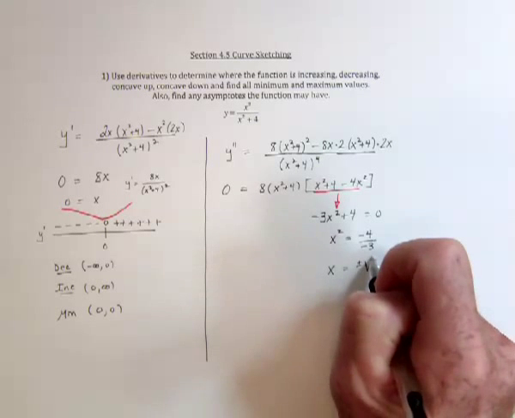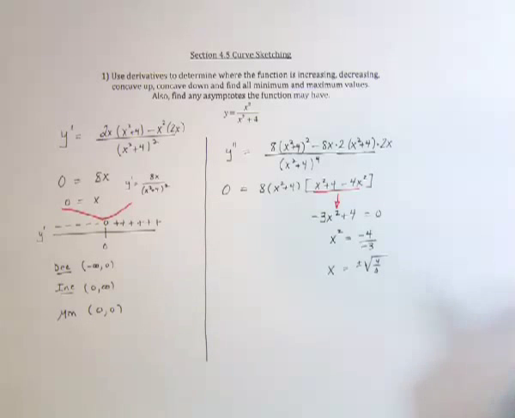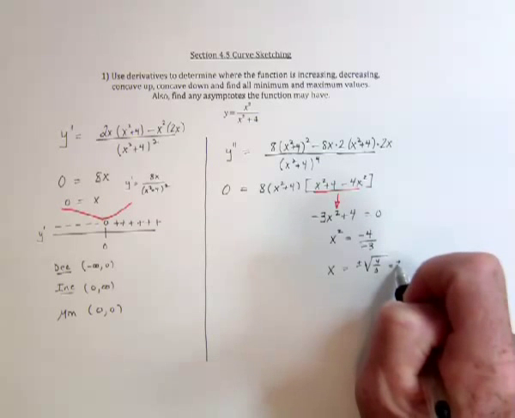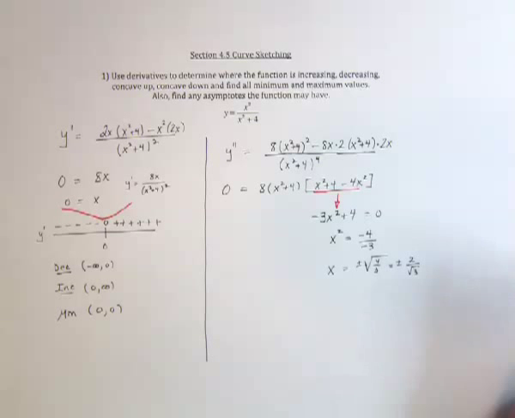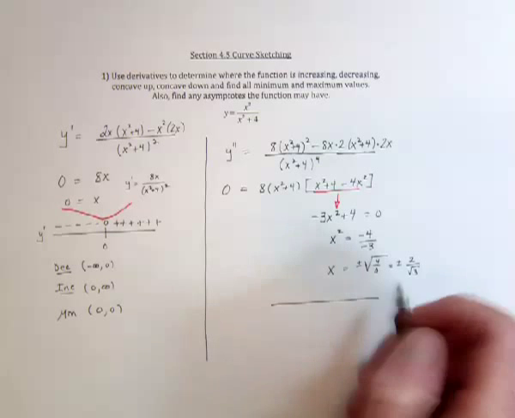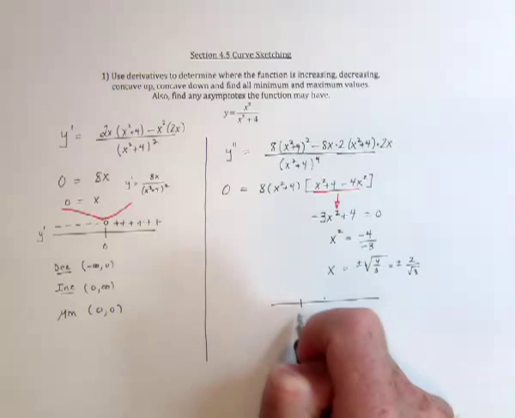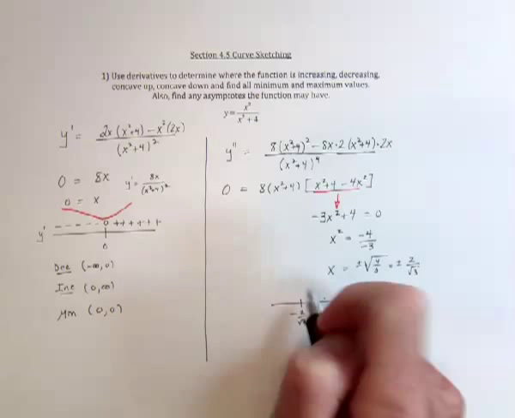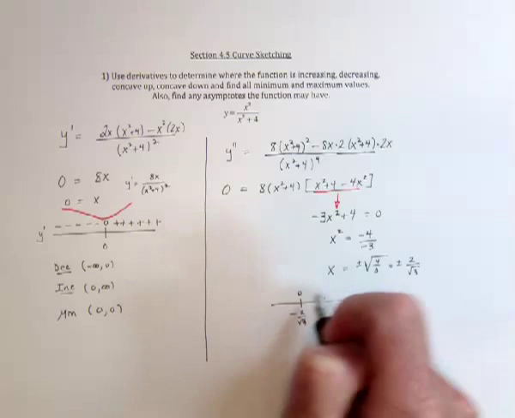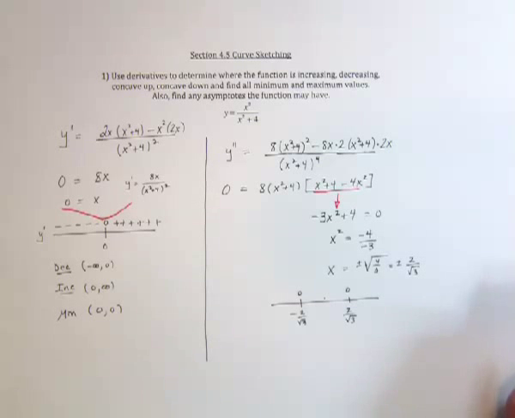So let's see, the square root of 4/3, positive or negative. Or in other words, 2 over radical 3. So that's where it's changing concavity from concave up to concave down. So let's say over here, the negative 2 over square root of 3, here's the positive 2 over square root of 3. The second derivative equals 0 there and equals 0 there.